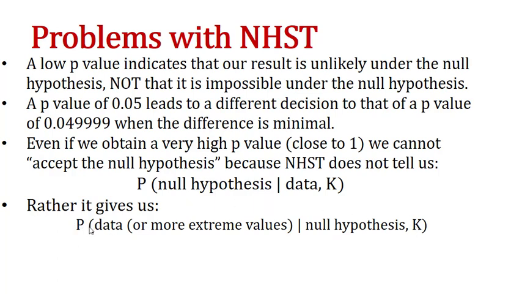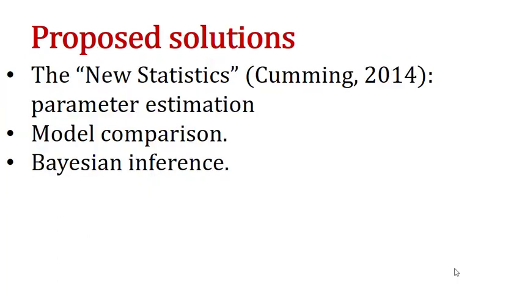So basically, NHST gives us the probability of the data, or more extreme values than the one we obtained, given that the null hypothesis is true. So we are assuming, when we obtain the p-value, that the null hypothesis is true. So we cannot say anything about what the data tell us about the null hypothesis. Okay? So these are problems of the NHST approach, and a lot of people are proposing solutions.